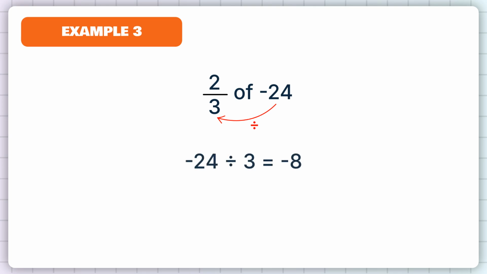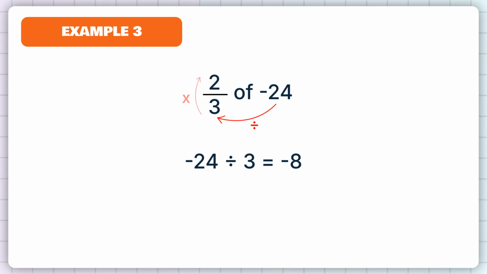This procedure also works when dealing with negative numbers. Let's consider an example. Suppose our quantity is minus 24, and we want to find 2/3 of this negative number. First, divide minus 24 by the denominator. Minus 24 divided by 3 is equal to minus 8. The number we're left with, minus 8, is 1/3 of minus 24.